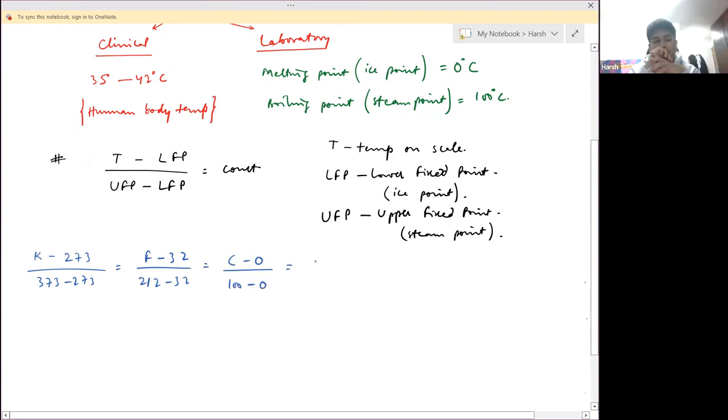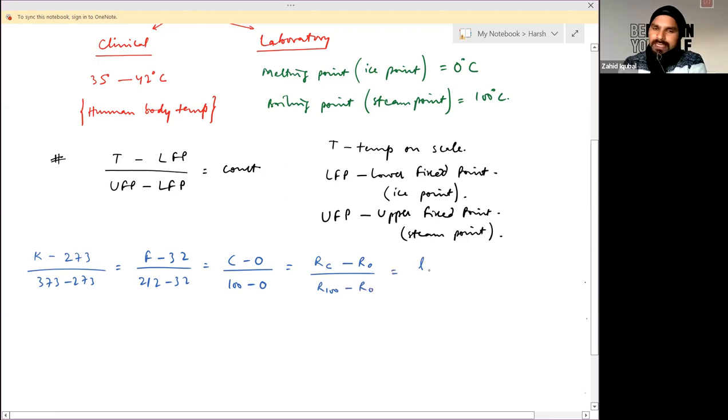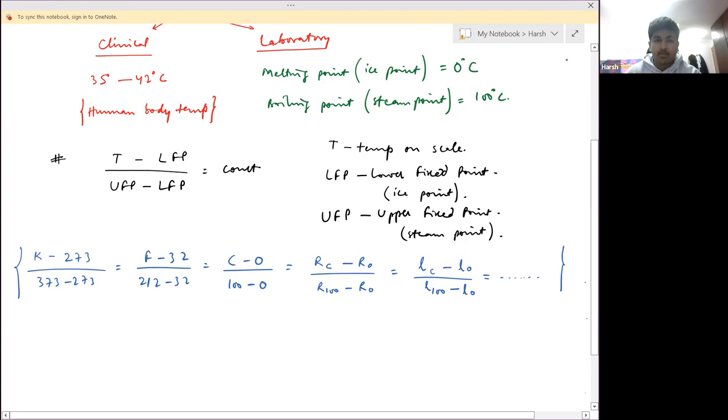For resistance, like a platinum wire, which may behave linearly like this: resistance offered at some temperature C, resistance at 0 degrees Celsius, resistance at 100, and resistance at 0. Similarly, the length of a column of liquid, mercury, in a particular thermometer: length at temperature C, length at 0 degrees Celsius, length at 100 degrees Celsius, and so on. We may define different scales related to this given formula. Is it clear? Just write it down.